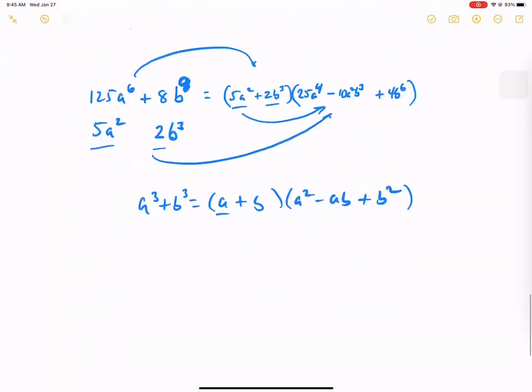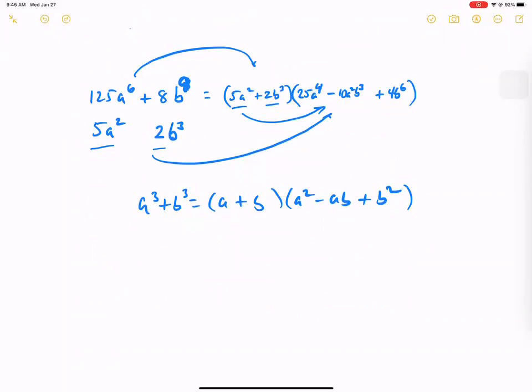So I always use this as my key. That's our starting point. So we're going to find out what our a is and what our b is, and then we can go square, square, and then combine them to become the middle term. A lot of arrows here.